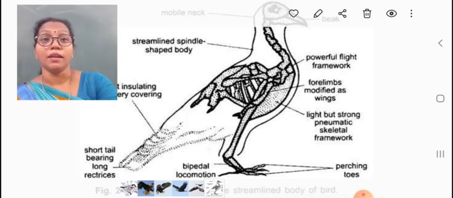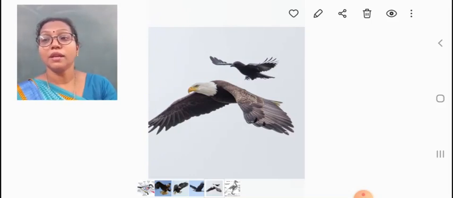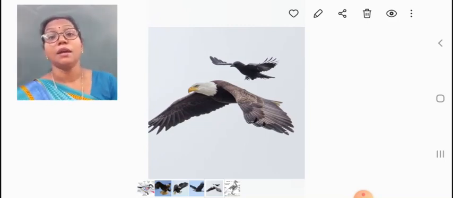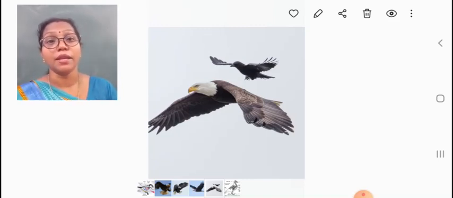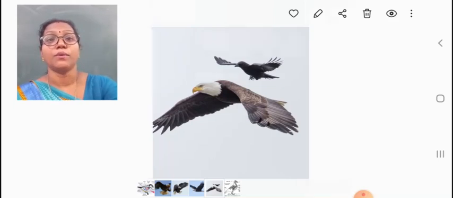Now students, while a bird flies, it flaps its wings up and down. This type of movement is called upstrokes and downstrokes. Now children, when the wings are spread out, the front portion has more width, and at the back part it is tapering. The structure of this type of wing helps them to move easily.